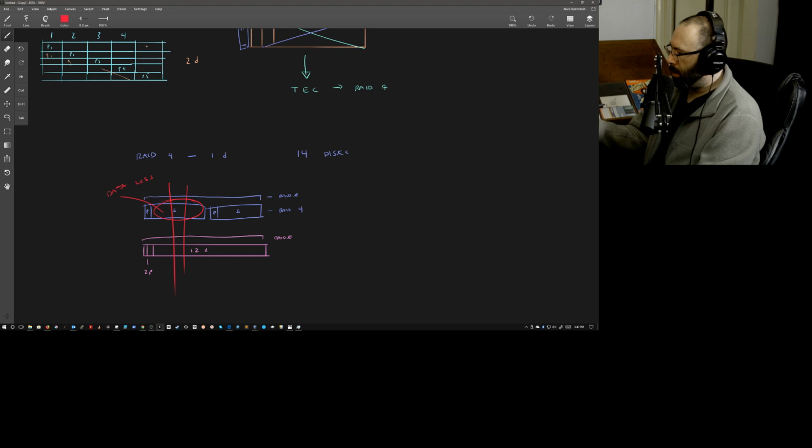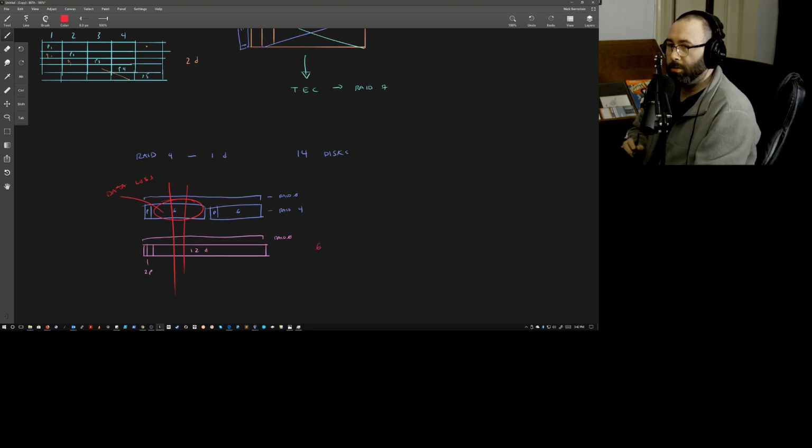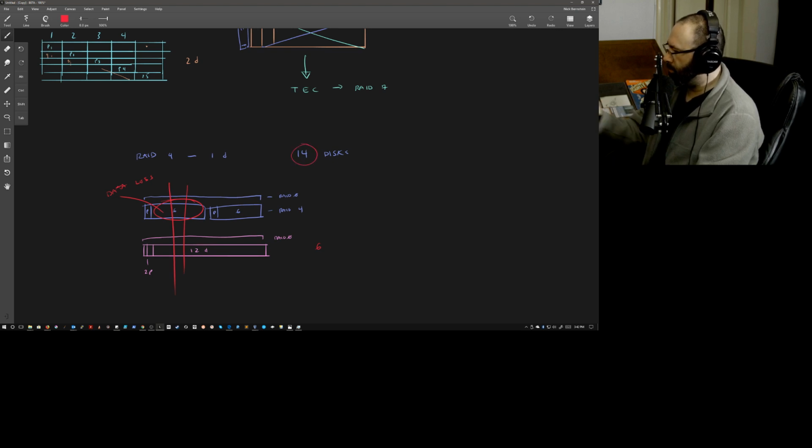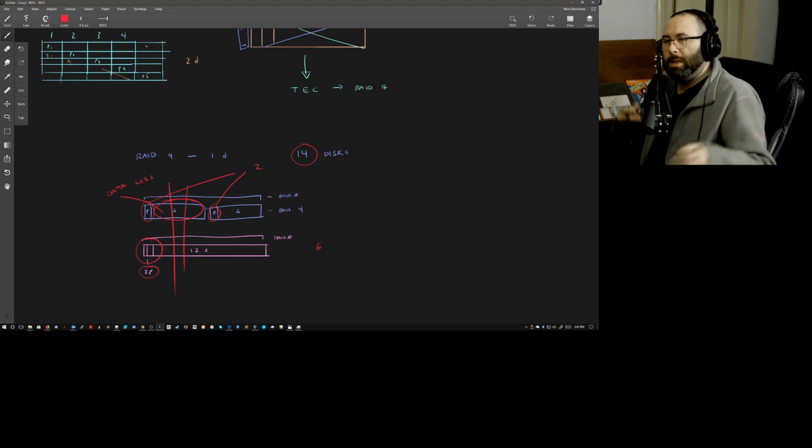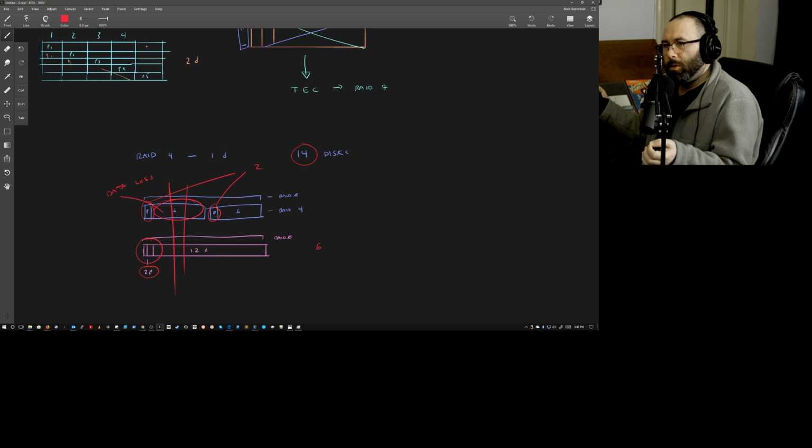Whereas the RAID 6 implementation is going to give you a better level of protection. The idea is, as long as you're using enough disks, here we're using 14, you can compare those 14 disks to two 7-disk implementations of RAID 4 with the same amount of parity. In terms of parity overhead, we have 2 drives, and then we have 2 parity down there as well.